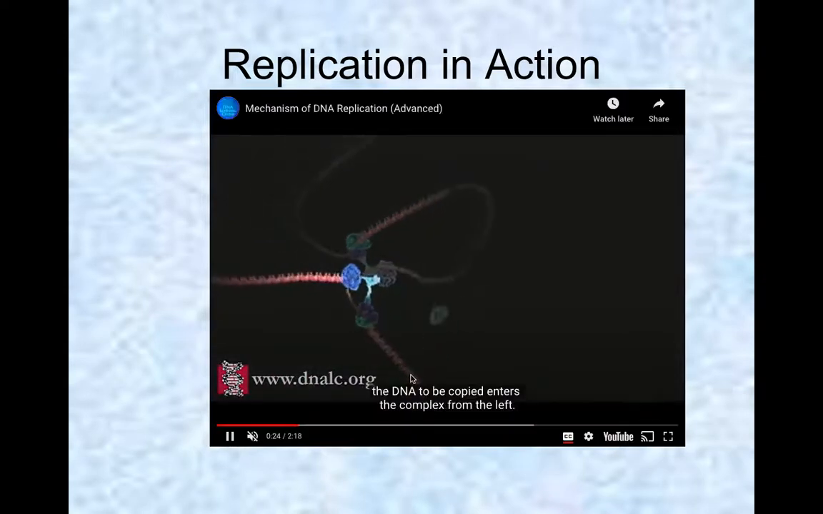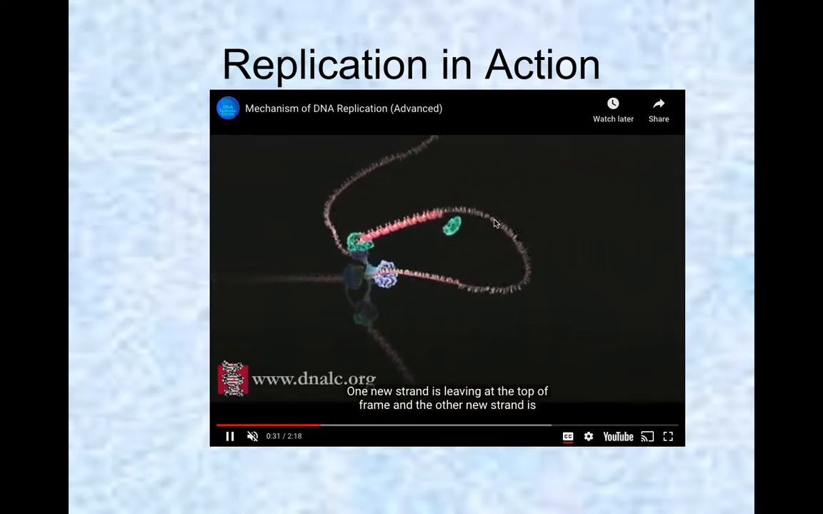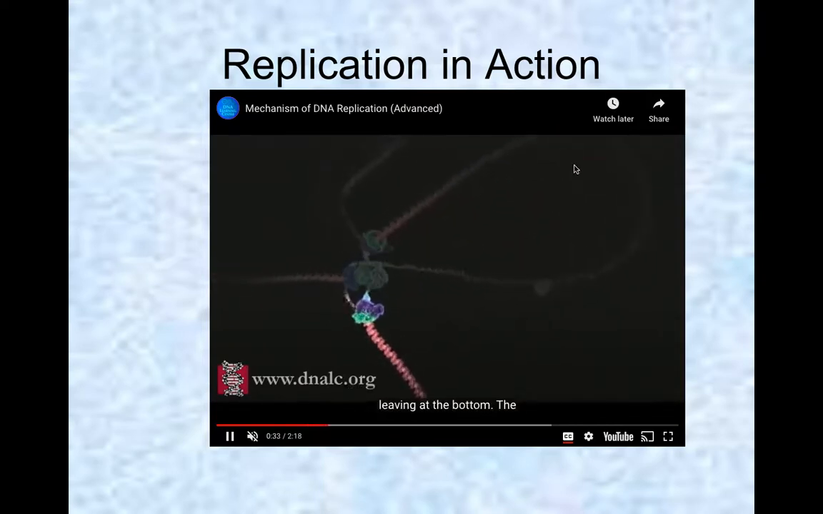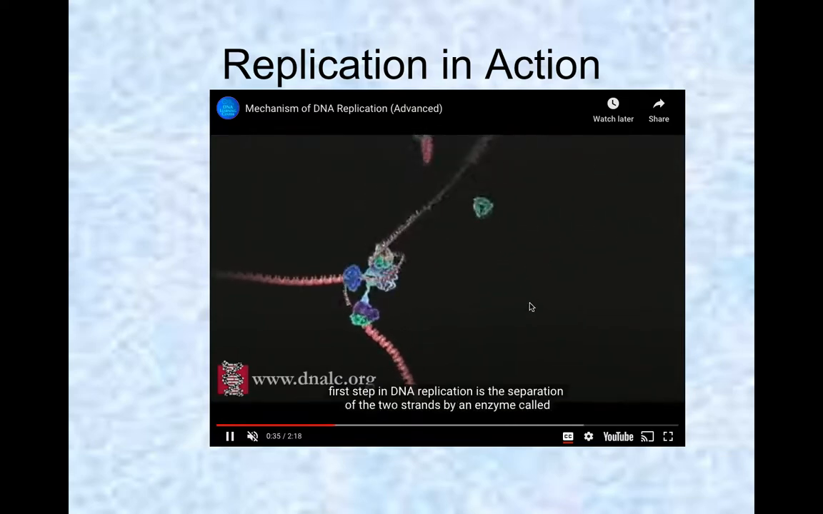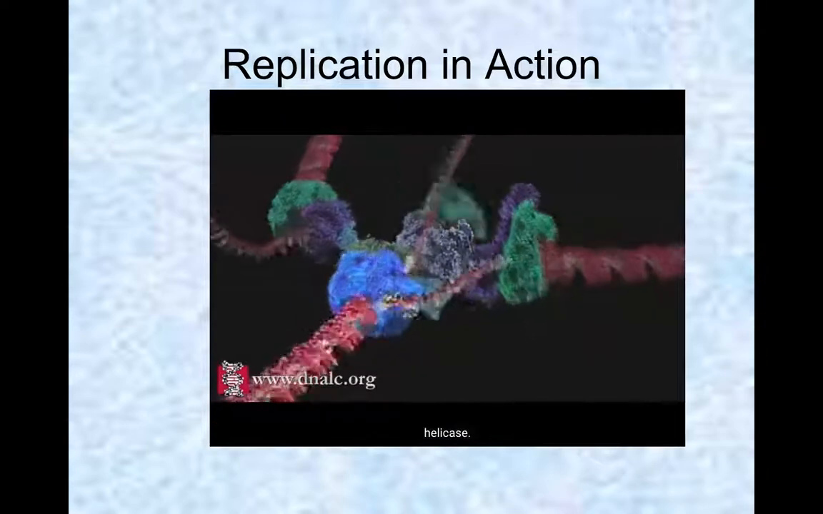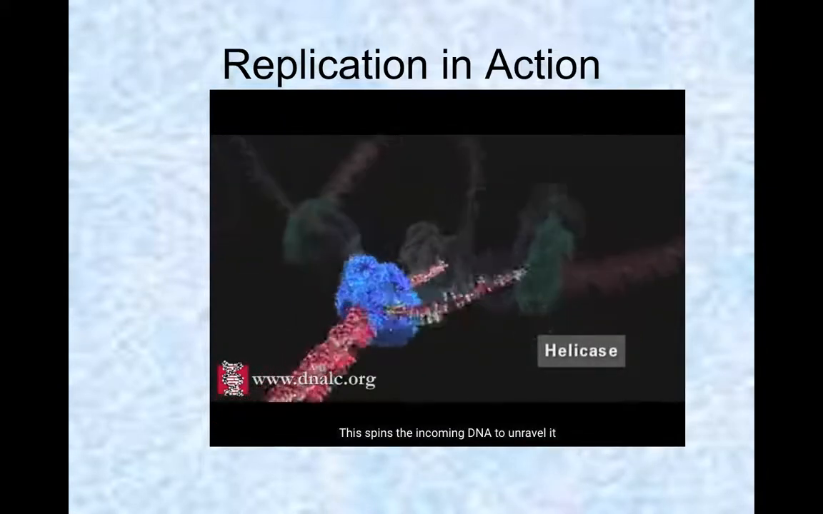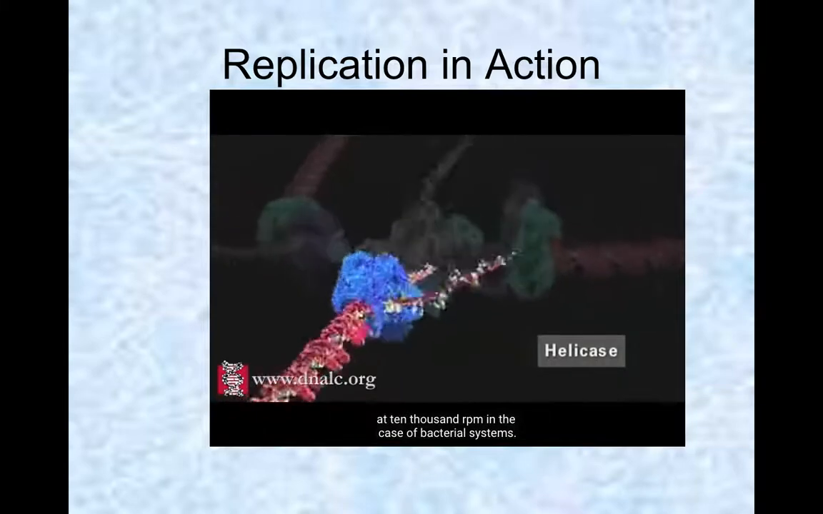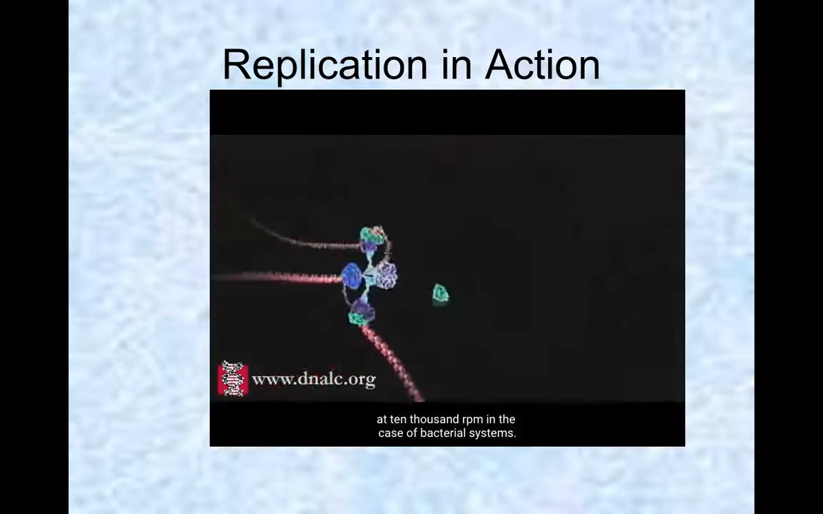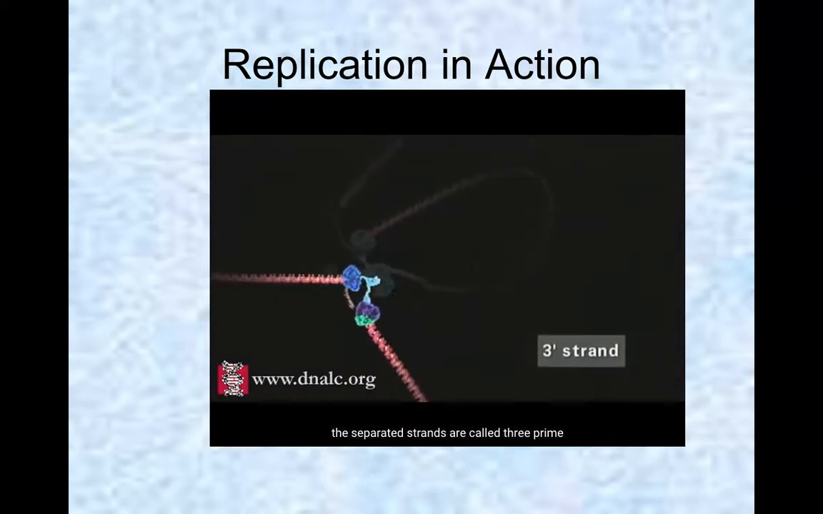Down here, this one is being synthesized continuously, whereas up here, look at this weird loopy thing. And can you see how it's growing in the reverse direction? So the one that's looping out, that's your lagging strand. And the other one is your leading strand. So this big blue enzyme is helicase. It's spinning and breaking those hydrogen bonds to separate the DNA molecule.